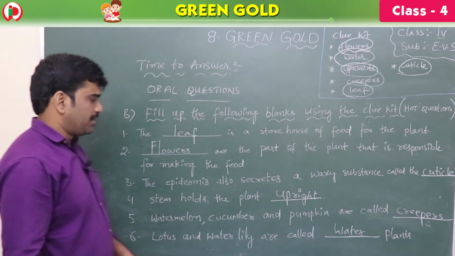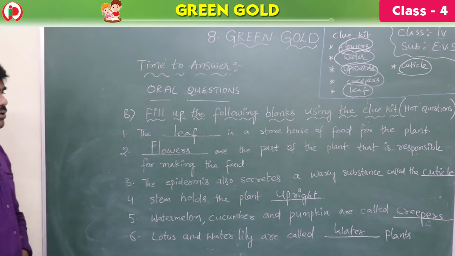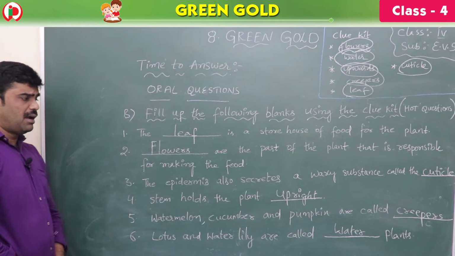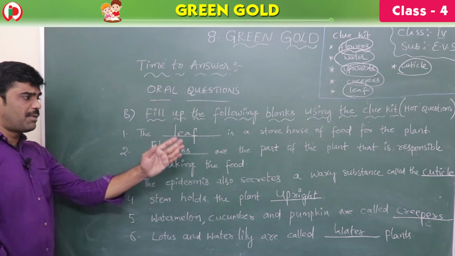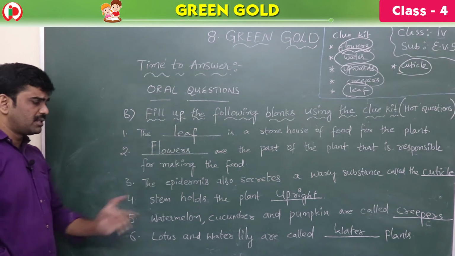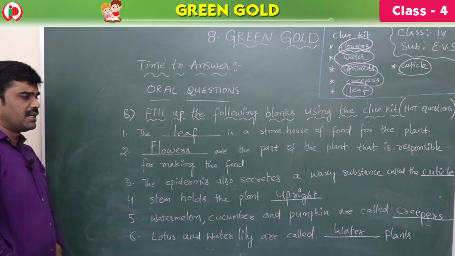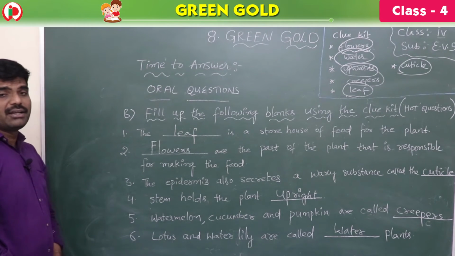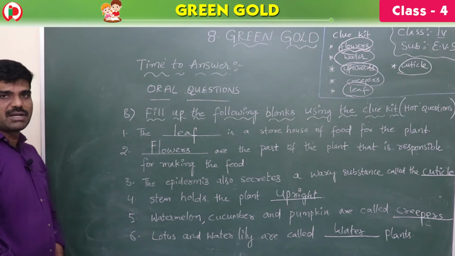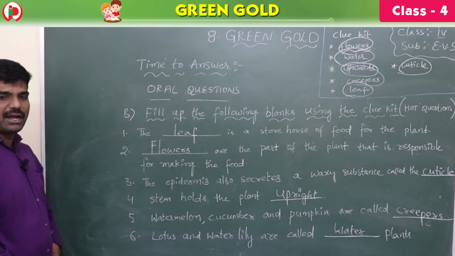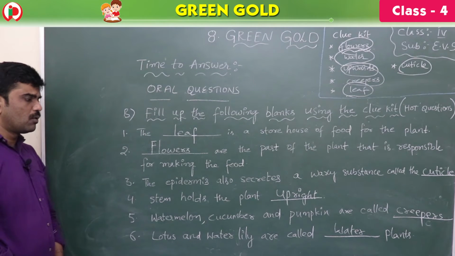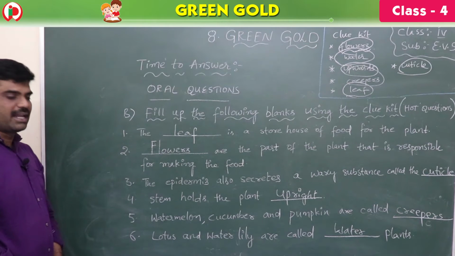So once again I repeat, the leaf is a storehouse of food for the plant. Flowers are the parts of a plant that are responsible for making the food. Third one, the epidermis also secretes a waxy substance called the cuticle. Fourth one, the stem holds the plant upright. Next one, watermelon, cucumber, and pumpkin are called creepers. Lotus and water lily are called water plants.